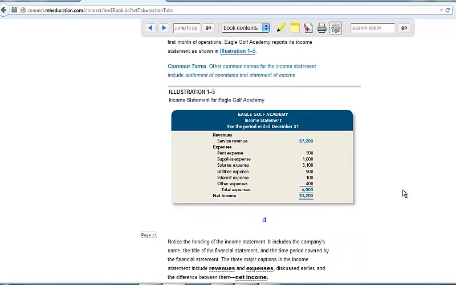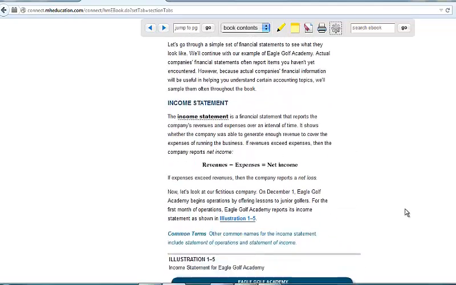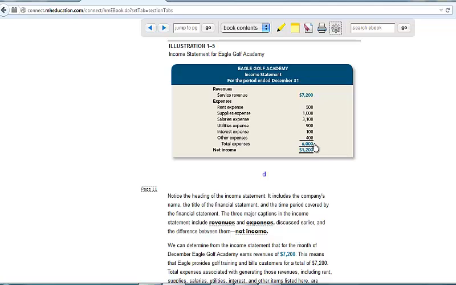The one thing to note here is on an income statement, you do not represent expenses with a minus sign. You just have to know, based on the formula right here, that revenue minus expenses equals net income. So you'll never put minus signs on the income statement. This is important to note as well. In Connect, you never put minus signs on the income statement.